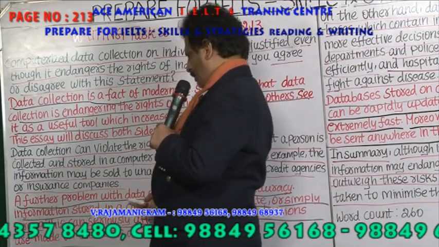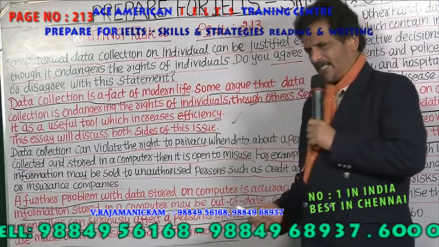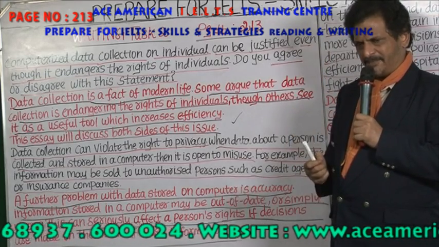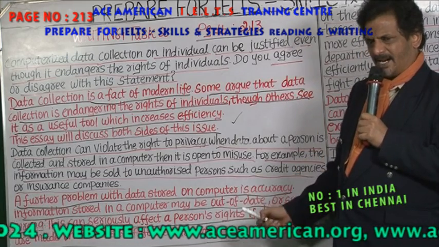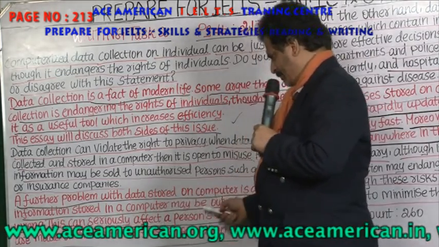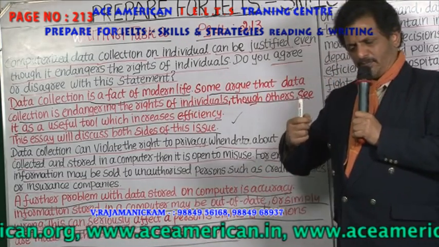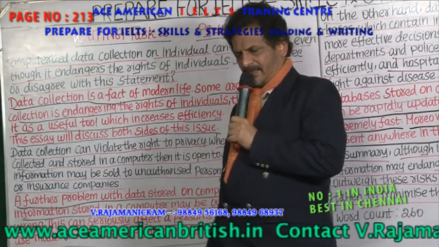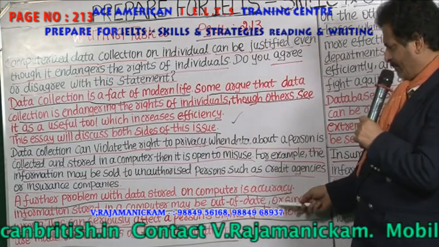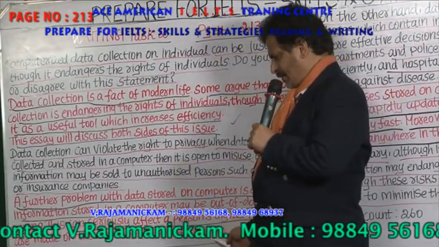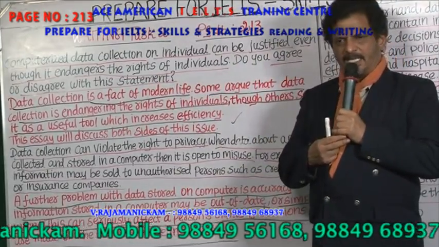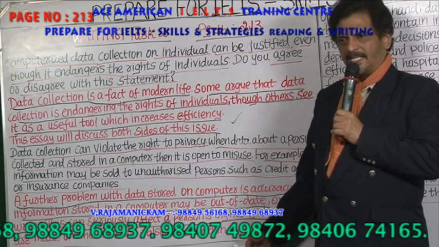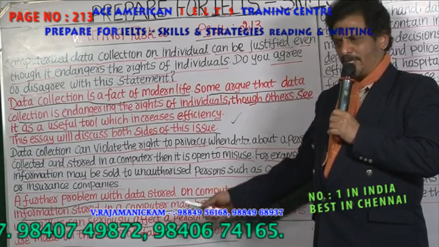So அடுத்தது, a further problem with data stored on computer is accuracy. இன்னொரு பிரச்சனை இந்த கம்ப்யூட்டரில் தகவல்களை சேகரிப்பதன் மூலமாக அந்த அக்யூரசி என்றால் என்ன? அது சரியான தன்மை, நிச்சயமிக்க தன்மை, உறுதித்தன்மை, அதில் சந்தேகம் ஏற்படுகிறது. Information stored in a computer may be out of date. தகவல்களை கணிப்பொறியின் மூலமாக சேகரிப்பது பழமையான தகவல்களாக இருக்க வாய்ப்பிருக்கிறது. Or simply wrong தகவல்களாக இருக்க வாய்ப்பிருக்கிறது. This can be seriously affect a person's rights if decisions are made on the basis of false information. So தவறான தகவல்களை பதிவு செய்யக்கூடிய வாய்ப்பு இருக்கிறது.